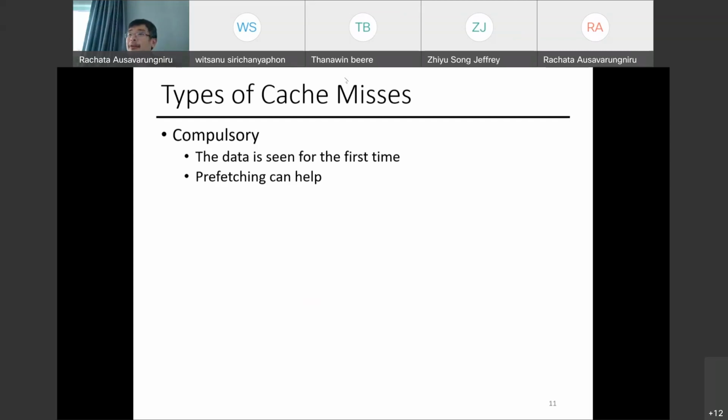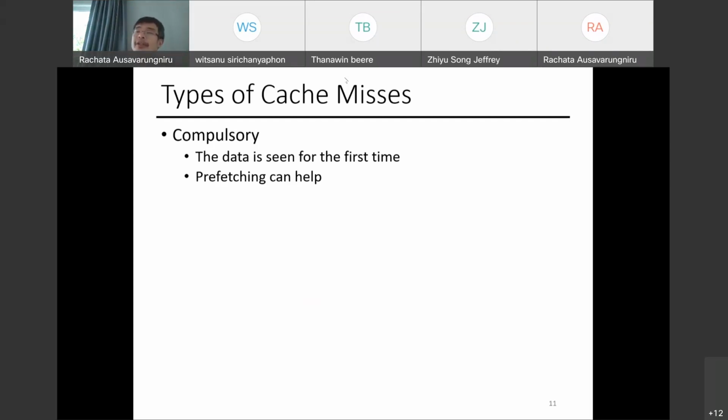So compulsory means you must do it. You must run into a miss. Why? Well, the first time you see this data, it's the first time you see this cache block. So there's no way that cache block would be in the cache. That's why we call this compulsory miss.